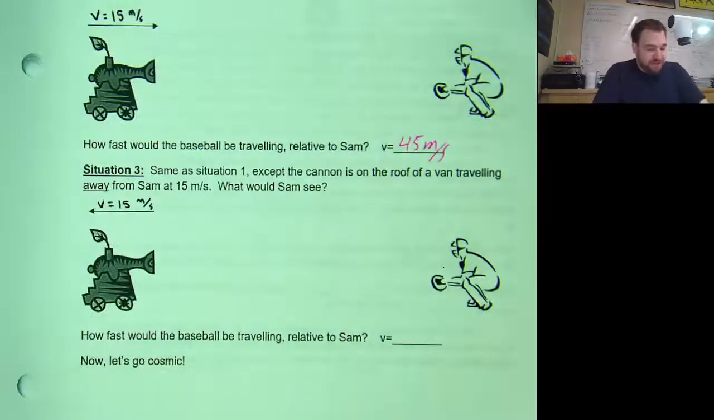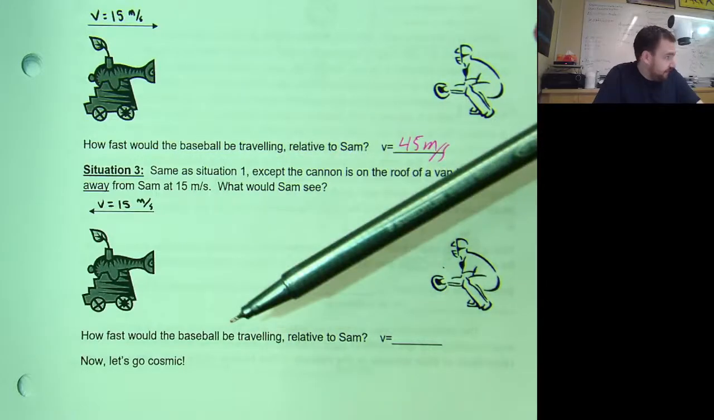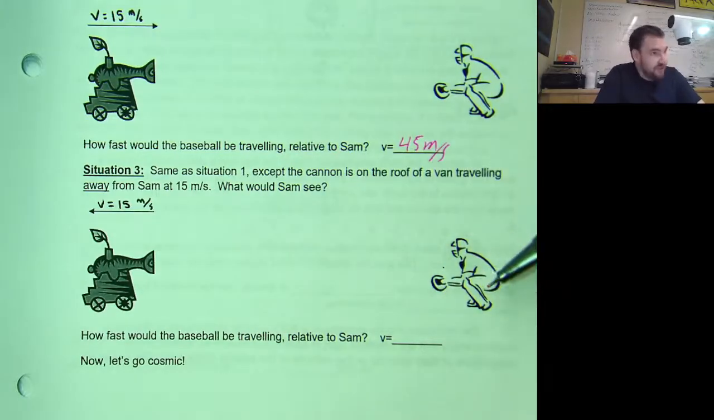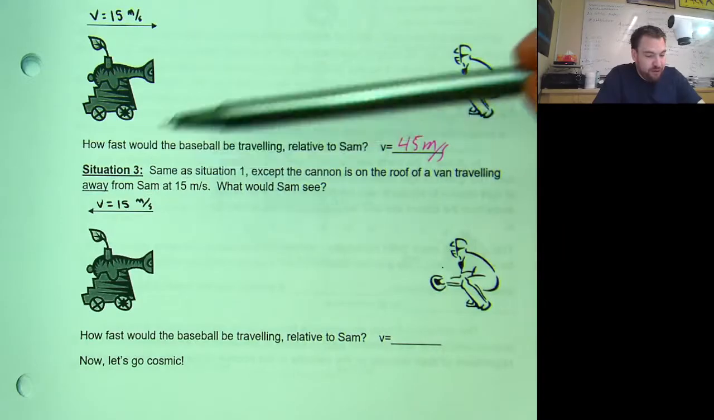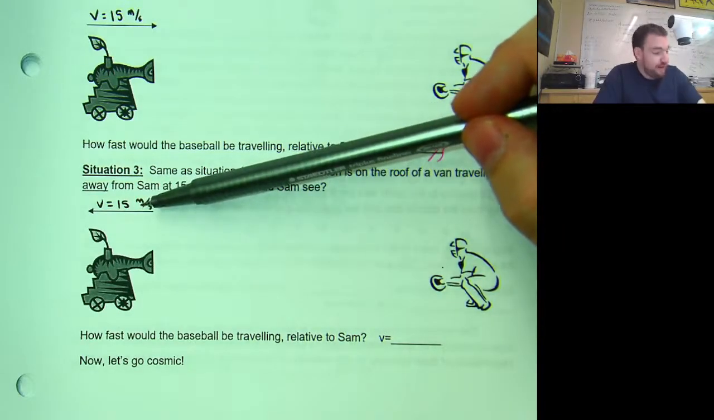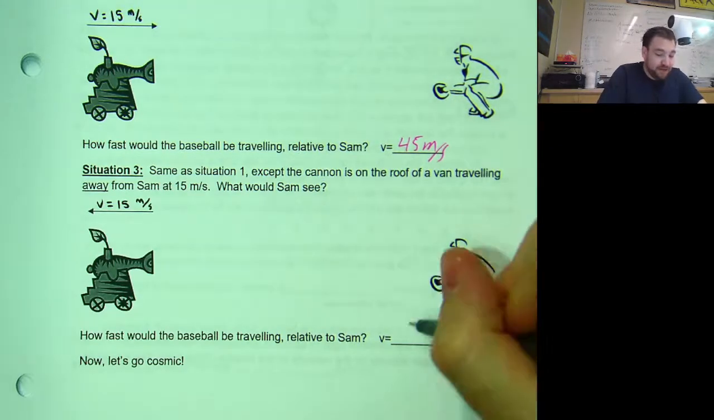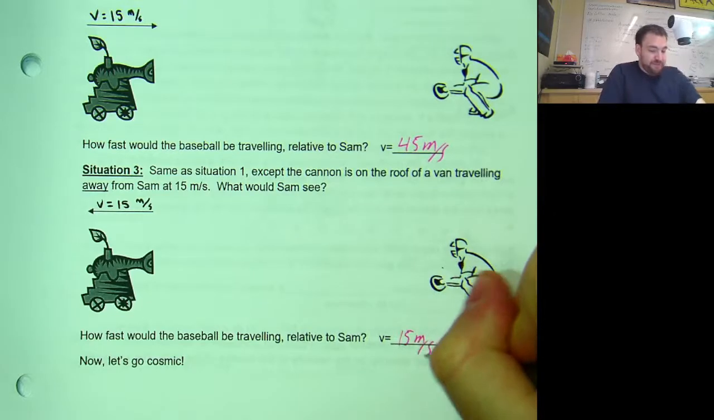What happens if the van with the cannon on top is moving the other direction? This is equivalent to the video I showed you. What does Sam see if the 30 meter per second cannon is traveling away at 15 meters per second? He sees the ball coming at him at 15 meters per second.